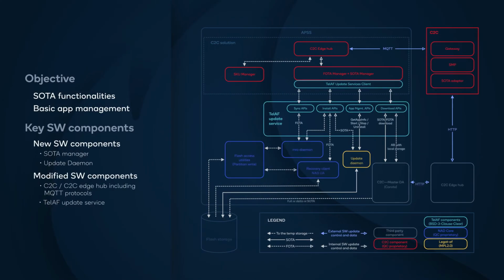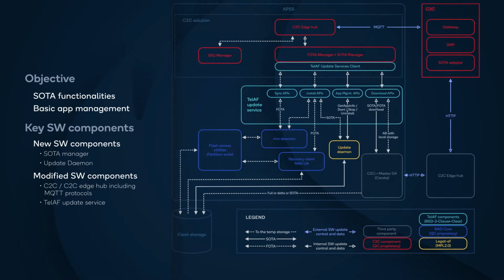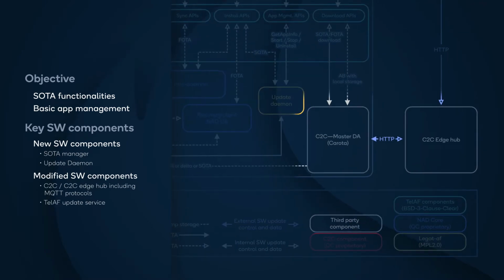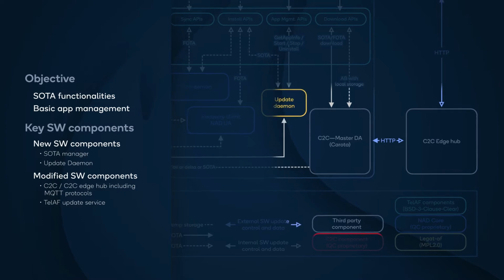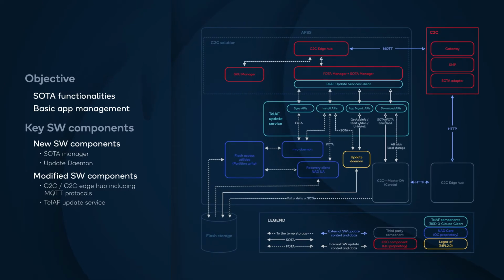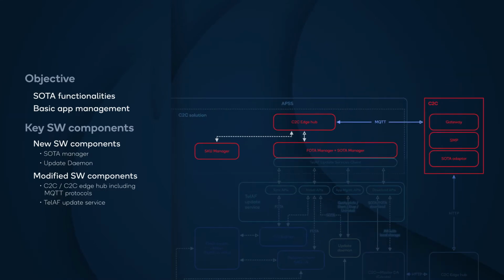This is a diagram of the C2C SOTA architecture. For third-party components, we have Carota server on the cloud side and MasterDA, a download agent, on the device side. Carota server connects to MasterDA and C2C through HTTP, and MasterDA provides APIs to download packages from Carota server. For the C2C component, there is a web portal to upload packages to C2C.